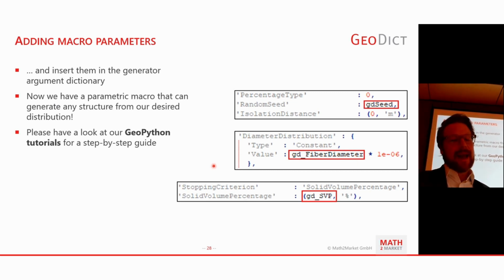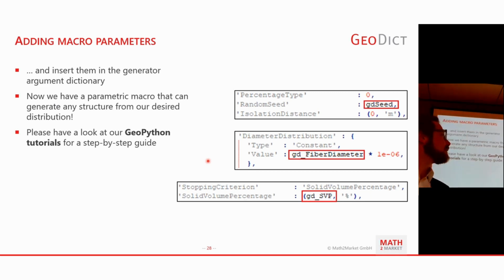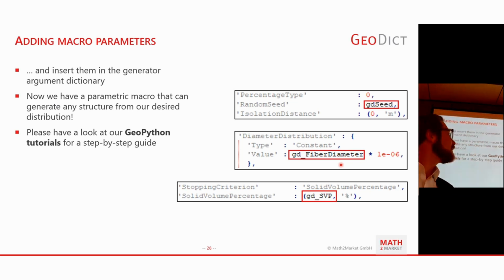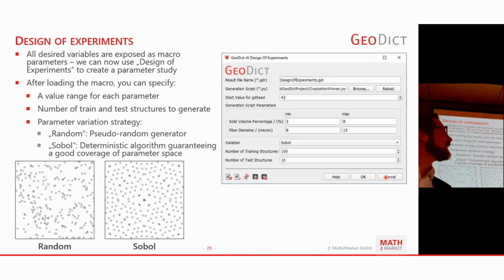Actually, we cover this in much detail in our GeoPython tutorial. We have both a basic and an advanced GeoPython tutorial, and parameterizing macros, not with a purpose for GeoDict AI, but for automation in general, for running automated studies, for example, running simulations over many files or things like that. The GeoPython tutorials will explain in great detail how you can do that. And you can use that technique here. Now, that was already the worst part.